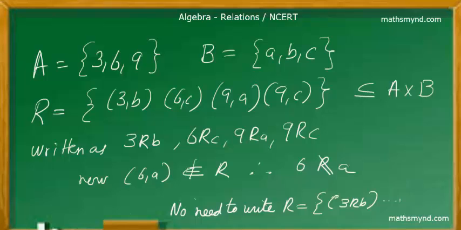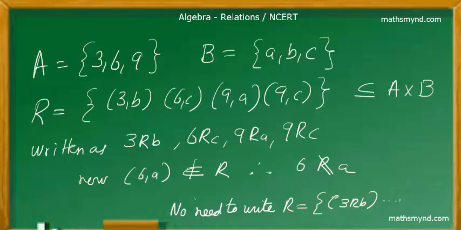So anyway, going to the specific example, we have a relation which gives rise to 4 ordered pairs, that is (3, B), (6, C), (9, A), and (9, C). And of course the ordered pairs of that relation form a subset of the Cartesian product of set A with set B. Now it is written as, of course we have already seen it, 3RB, 6RC, 9RA, and 9RC.